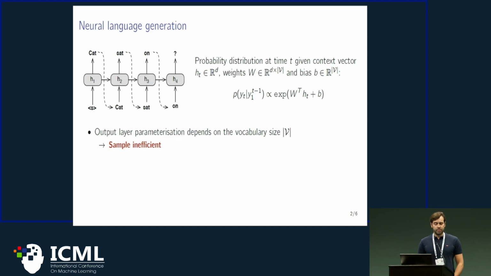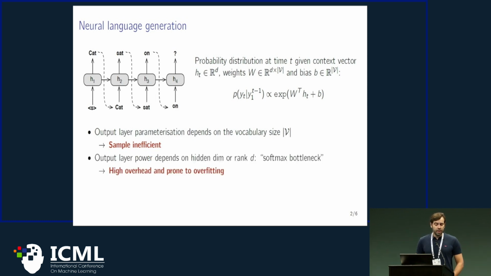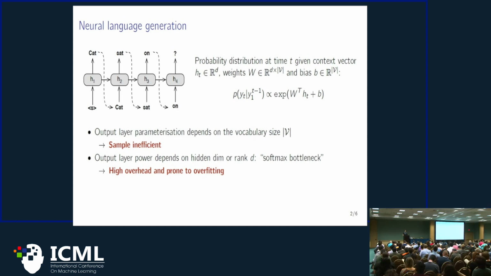One limitation with this familiar output layer parameterization is that it depends on the vocabulary size V, which makes it sample inefficient, especially when we deal with very large vocabulary spaces with a long tail distribution. The second limitation is that the output layer power depends on the hidden dimensionality, or rank D, of the log probability matrix, which is also known as the softmax bottleneck. And typically increasing the output layer power leads to high overhead, and the model is prone to overfitting.